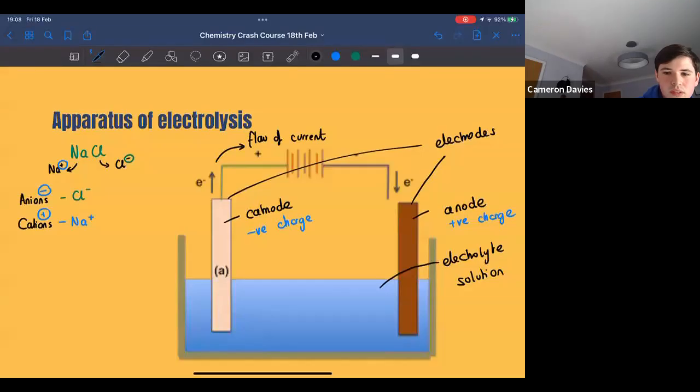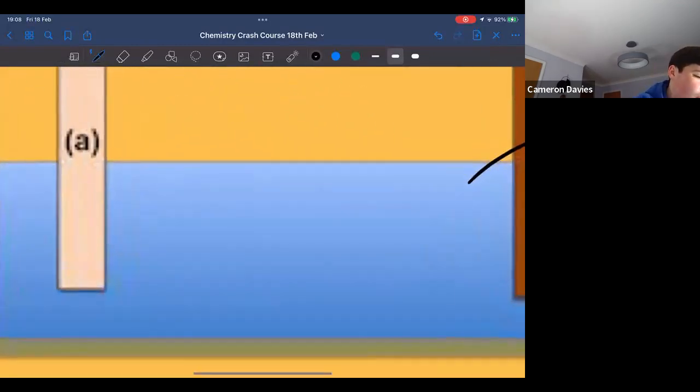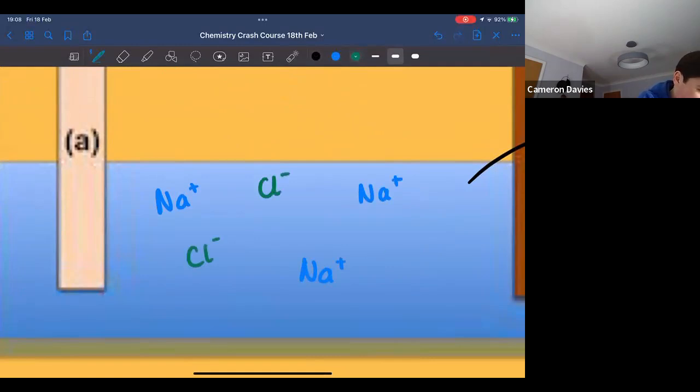Anions. We've got a mixture of anions and cations. So let's just draw 3 for simplicity, although obviously there'll be many more. So we've got cations, which are the sodium ions, and then we've got the negative, we've got the anions.